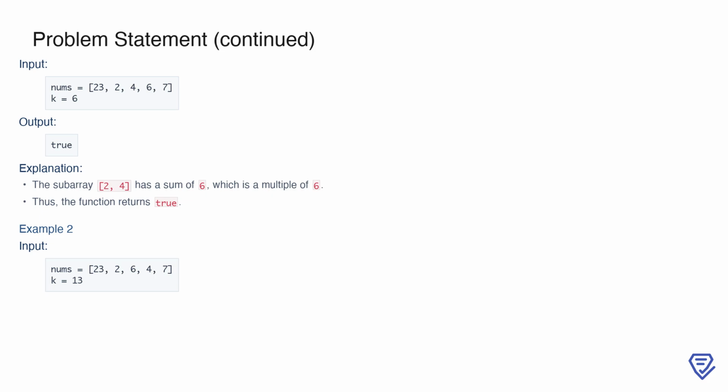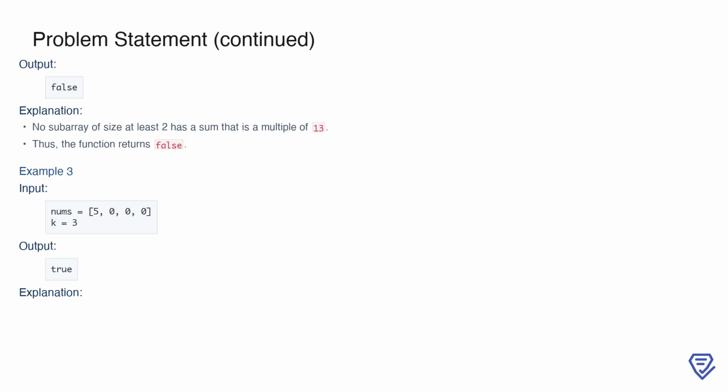Let's consider another example to explore a different outcome. In the second example, we are given nums as 23, 2, 6, 4, 7, and k is 13. This time, the output is false. Here, no subarray of size at least 2 exists where the sum of the elements is a multiple of 13. While there are contiguous subarrays within the array, their sums do not meet the required condition. For example, the sum of 2, 6 is 8, which is not a multiple of 13, and the same applies for other subarrays. Since no valid subarray is found, the function correctly returns false.